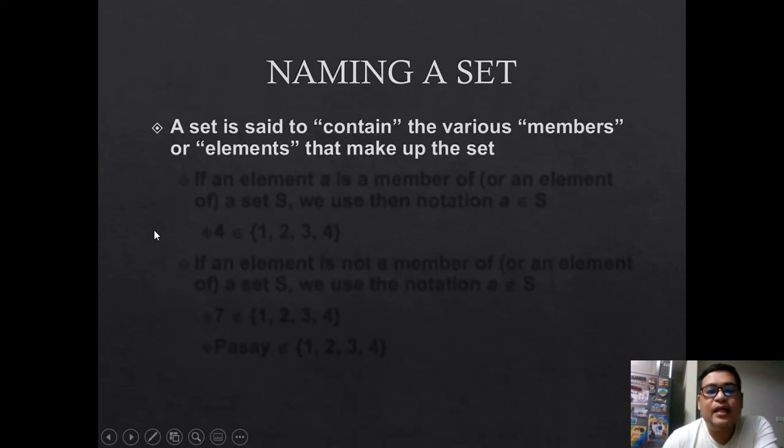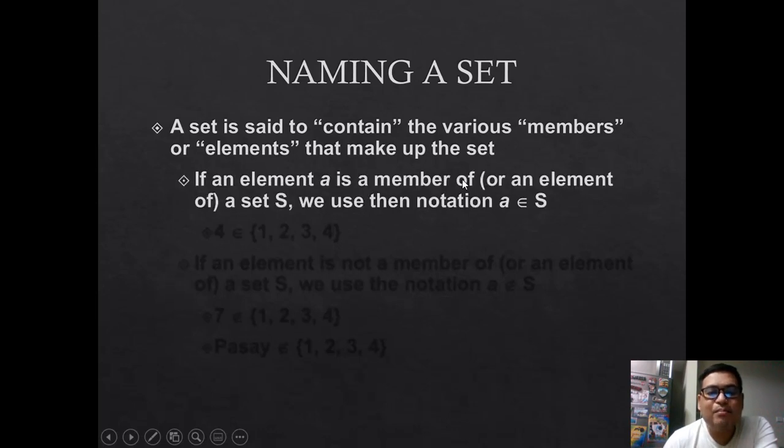Next. A set is said to contain the various members or elements that make up the set. Example, if an element A is a member of, or an element of, set S, we use the notation A, this symbol, the stylized E. So you have to familiarize yourself with this symbol. A is an element of set S. Example, 4 is an element of the set 1, 2, 3, 4.